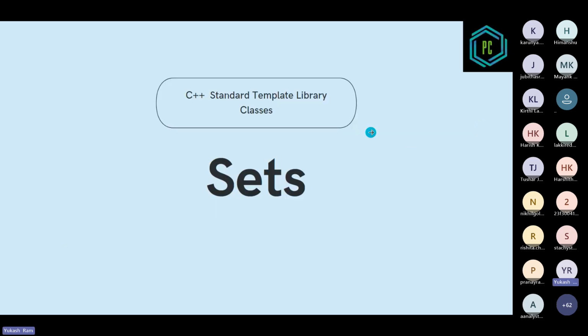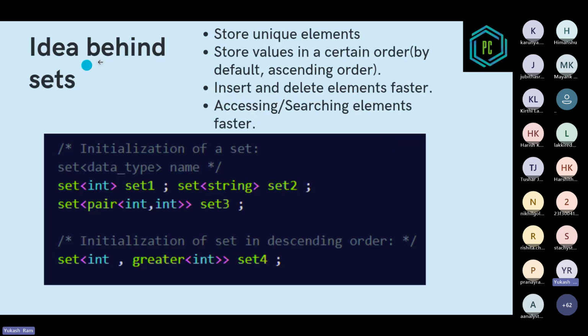So we move on to the next data structure, sets. The idea behind sets is the same, but a little bit different. Here we have to store unique elements. In maps we'll be storing pairs, but here we just need the unique elements. In mathematics, sets have no repetition, right? So it's very similar. We'll be storing unique elements.